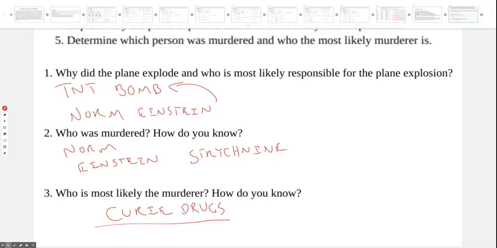Okay, so there you go. That's the whole ball of wax. All the empirical formulas, all the identified compounds, and the answers to the question of what happened on the plane.